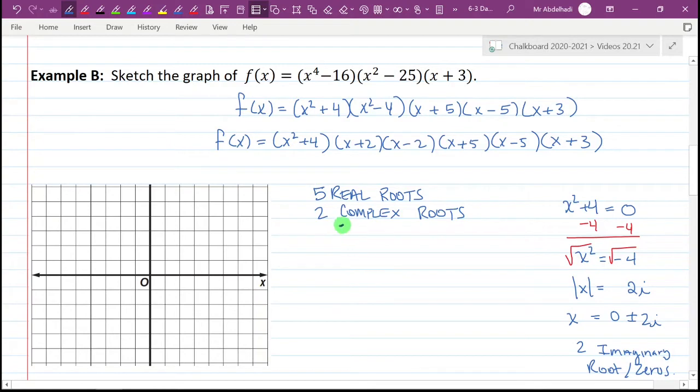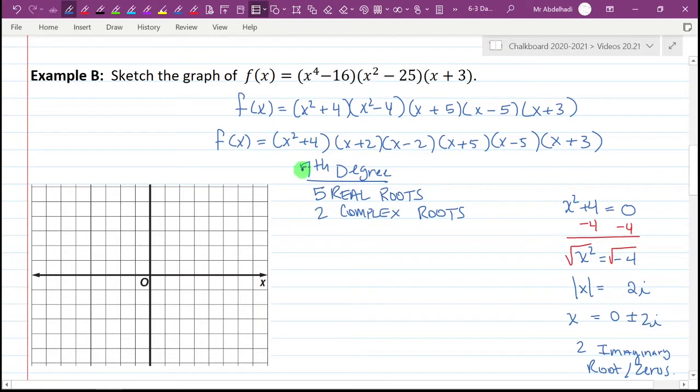Now, that's a total of 7. What's the degree of this function? Well, you can see this is x to the 4th. This is x squared, so that's a power of 6 so far. And 1 more gives you a power of 7. So this is a 7th degree function. Okay? And it has 5 real roots and 2 complex roots. That's the fundamental theorem of algebra. The fundamental theorem says your total roots must add up to the degree of the function. So we have 5 real roots, which we can see right here. And we have 2 roots that come out of this unfactorable part. So we have a total of 7 roots.